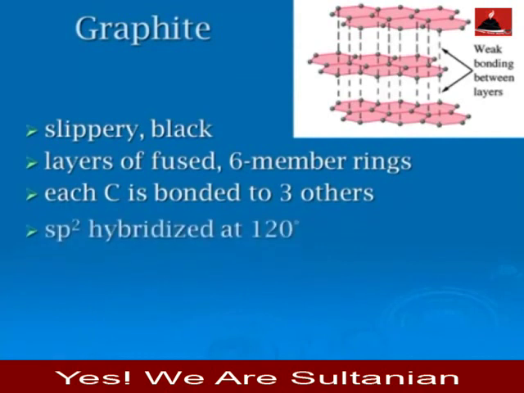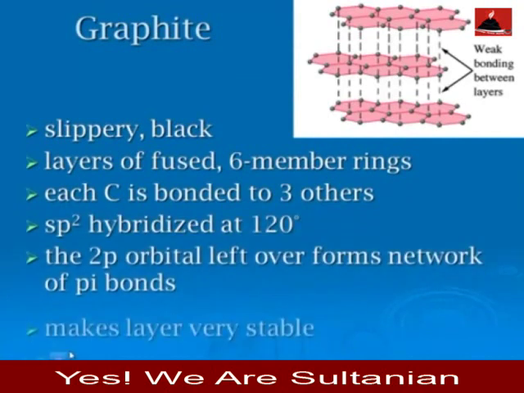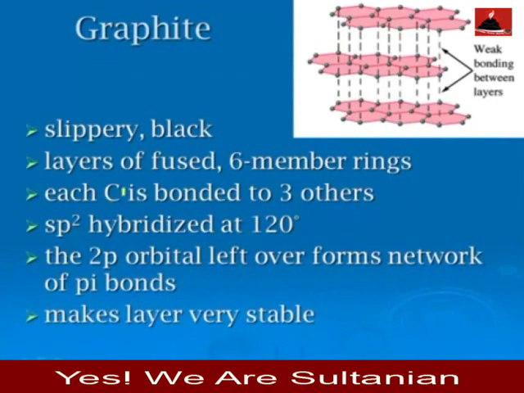The 2 most common examples that we see, one is graphite. And just to show you some patterns on the graphite, it's very slippery, it's black pencils, that's where we get graphite pencils from. You get these layers of fused 6-membered rings. Each carbon is bonded to 3 others, so if it's got 3 bonds, if we look at this one right here, it's got 1, 2, 3 coming off of it. 3 bonds is going to be sp2 hybridized at 120 degrees. The 2p orbital is what helps form this network of pi bonds.